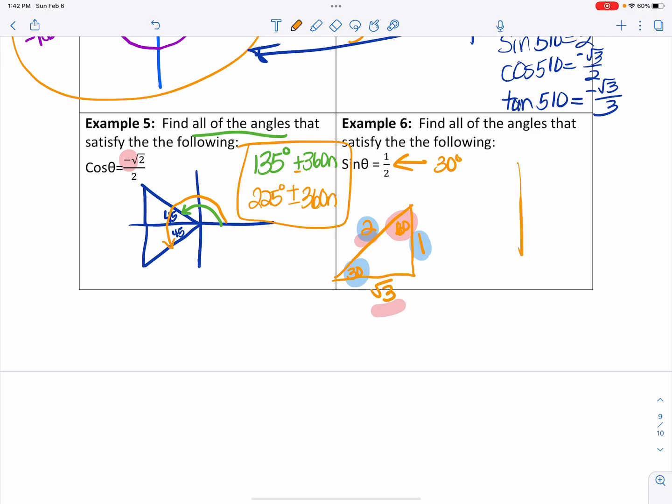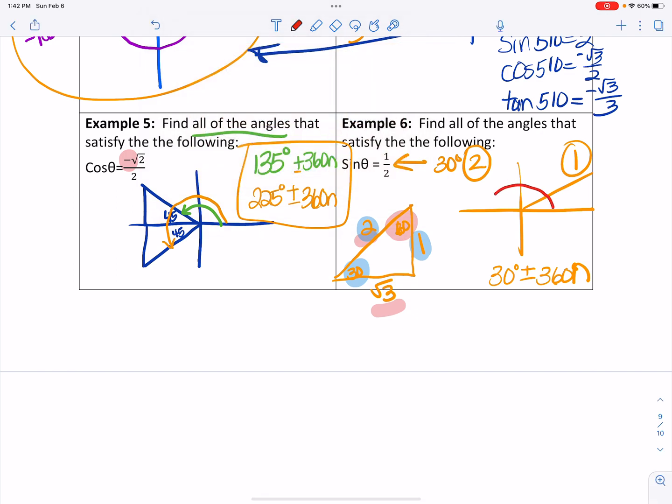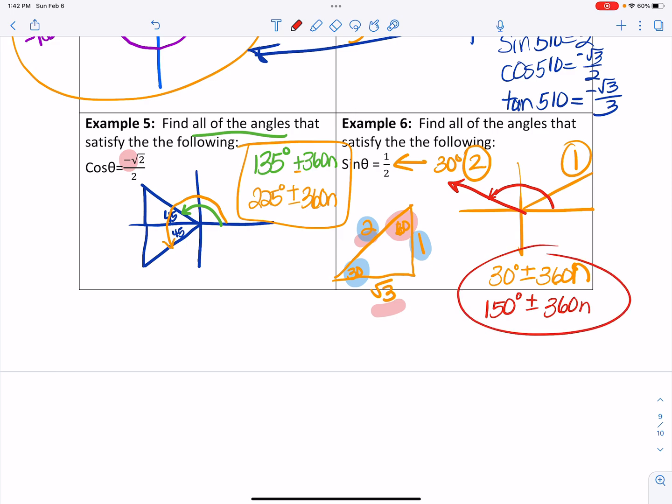So now I just need to find the quadrants. Sines are positive in 1 and 2. So that means one of my answers would be the one in quadrant 1, which is 30 plus or minus 360n. Okay, the other answer is going to be the 30 degrees in quadrant 2, which we've already done up above. So I would do 180 minus 30, so that's 150 plus or minus 360n. So these will have two answers, and you should be able to solve them.